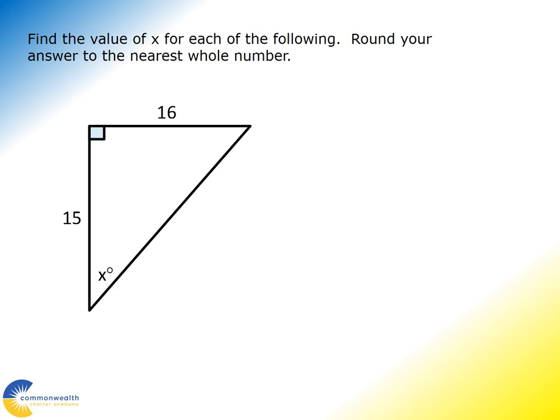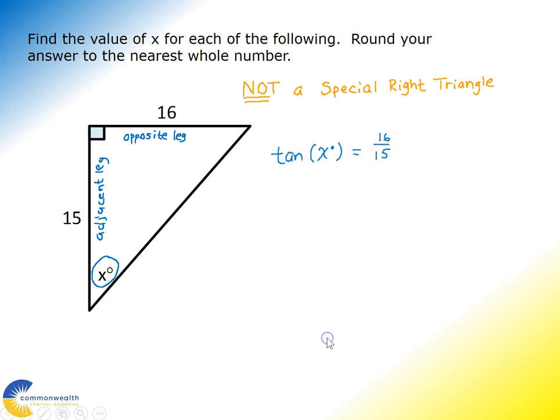Well, I'm going to need to use a trigonometric function again. What I do have is the leg opposite of x, and the leg adjacent to x. And since that's the information I have, I know I need to set up a trigonometric function. Again, this is not a special right triangle, because I don't have any congruent sides. I know that 16 is not 15 times the square root of 3. It doesn't have any of those ratios that are involved with special right triangles. I'm going to use a tangent function because it's opposite over adjacent.